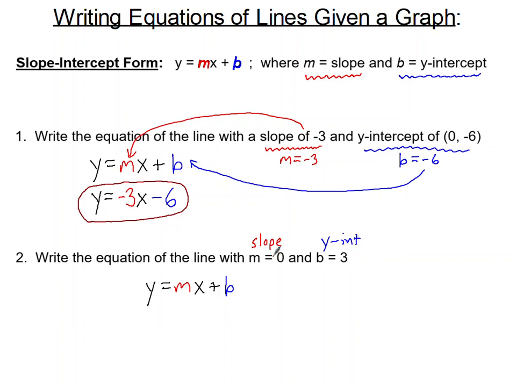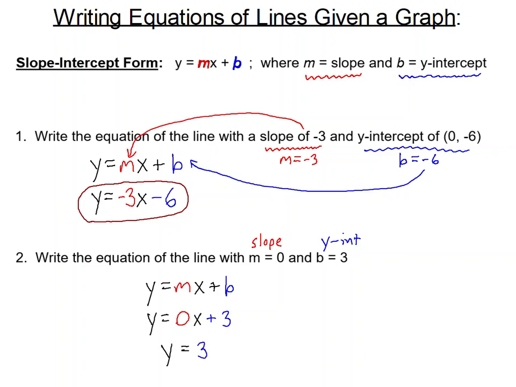I'm going to put the m, which is 0, right here for the m. So y equals 0x plus b. Since b is 3 and that's a positive, I will simply say plus 3. Now this is a fine answer, but we all know that 0 times something goes away. So I'd rather just write the equation y equals 3.